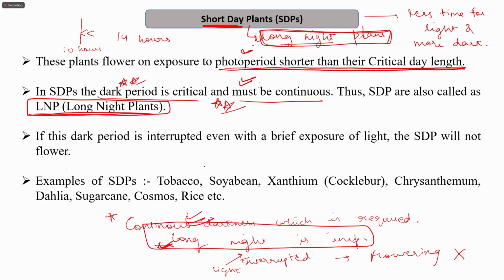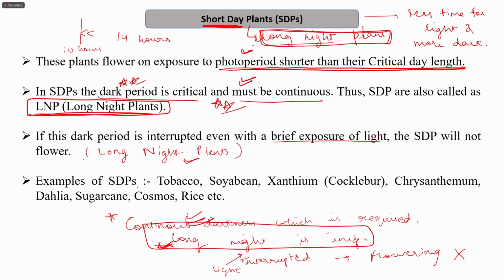So if this dark period is interrupted even with a brief exposure of light, the SDP will not flower. Therefore, in actual sense, they should not be called short day plants, but actually be called long night plants, because it is the period of darkness that is more important.